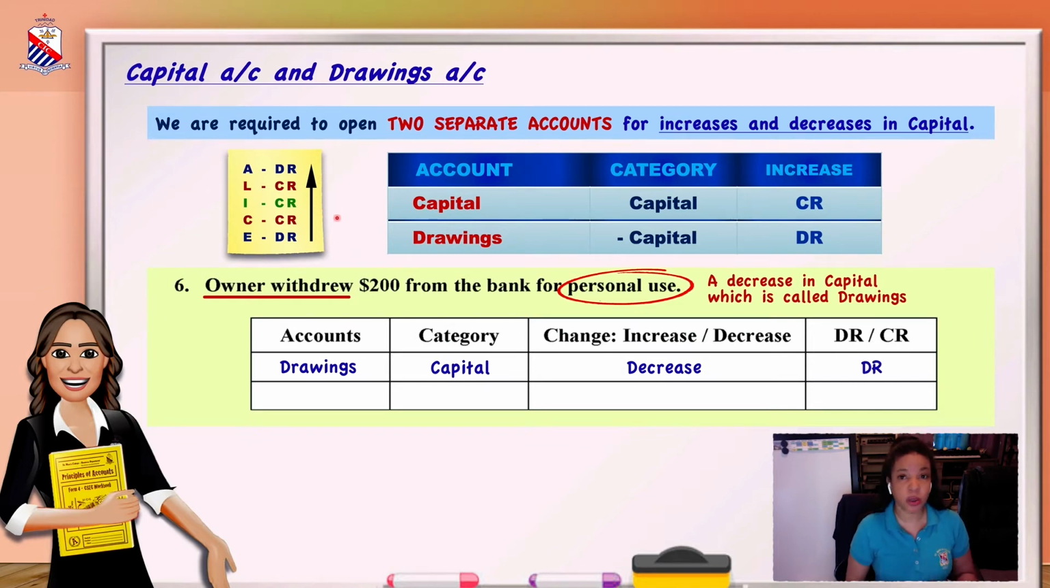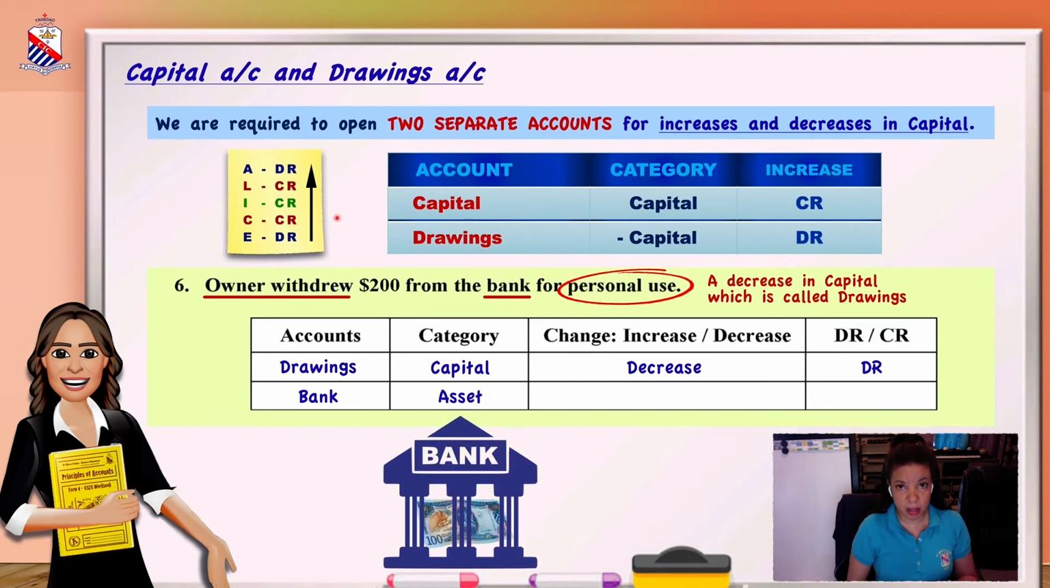Or just learn it off, as we have said before. Every time there is drawings, there will be a decrease in capital, so it will be debited. Drawings, debit. Drawings, debit, D, debit, D, drawings. Every single time. And then the next account, just to finish the transaction, would be bank. And since it's bank account is an asset, you withdrew from the bank, right?